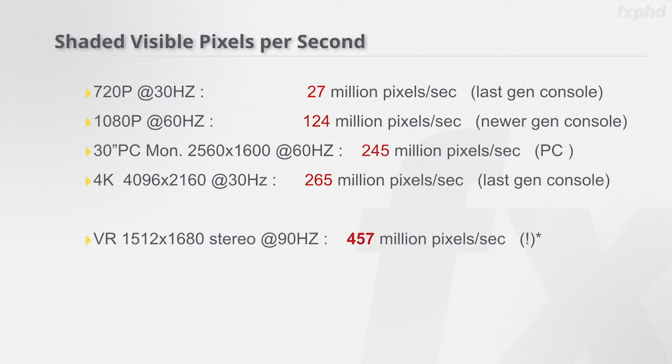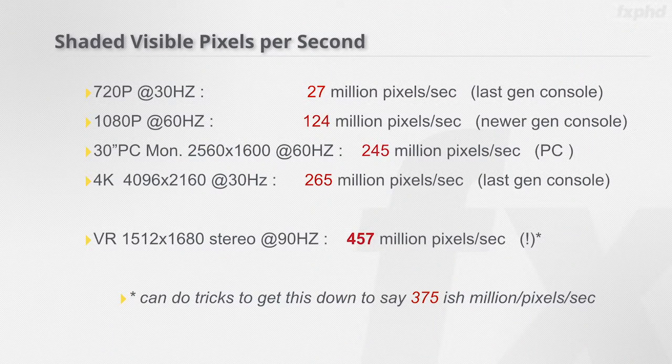But when I go to VR, with the specs that the HTC guys and Valve have published, it's 1512 by 1680 at 90 hertz. So you actually are hitting 457 million pixels per second. And I think this is a really key graph, because only when you see that, you start to realize why the VR stuff is such a hard ask.